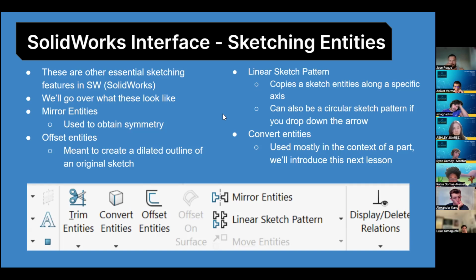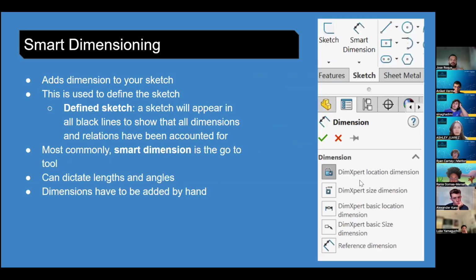And then, I don't believe I put this on the slide, but you see where it says display and delete relations? That just means when you click on it, it'll show you all your relations, which I believe is the next slide, if not the one after this one. Relations are another way that you can define a sketch, and it's something that I will be demonstrating in my follow-through example for SolidWorks. Your smart dimension, same thing, except I don't know if Onshape offers you all the options that it shows here, such as dim expert, basic location, basic size.